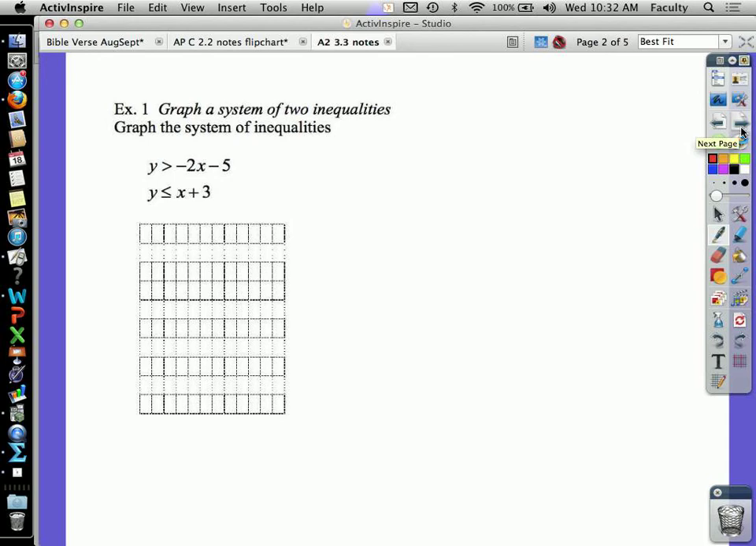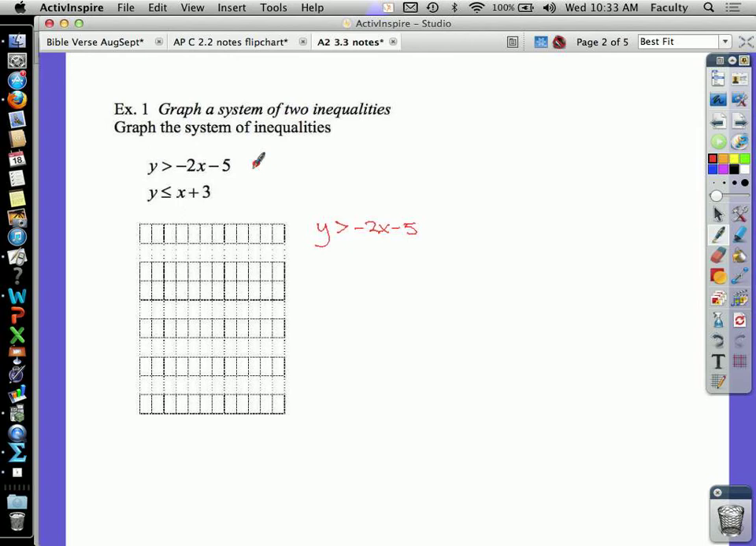Okay, so let's look at example 1. If I want to graph the system of inequalities y greater than negative 2x minus 5 and y less than or equal to x plus 3, pick your first color. Here's what I want you to do, because this is going to get very messy. Put a little circle in the first color you're going to use, and it would be fine if you start with a pencil. Then do all your work for that inequality in that color. I'm using red because I have that on my board, so I'm putting a red dot here.